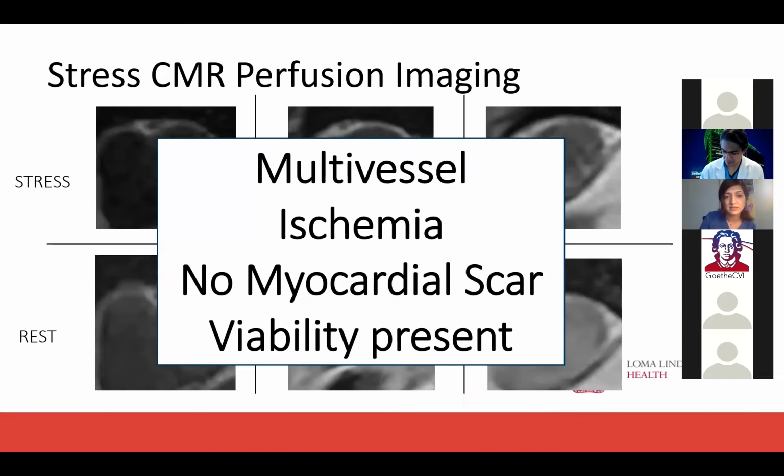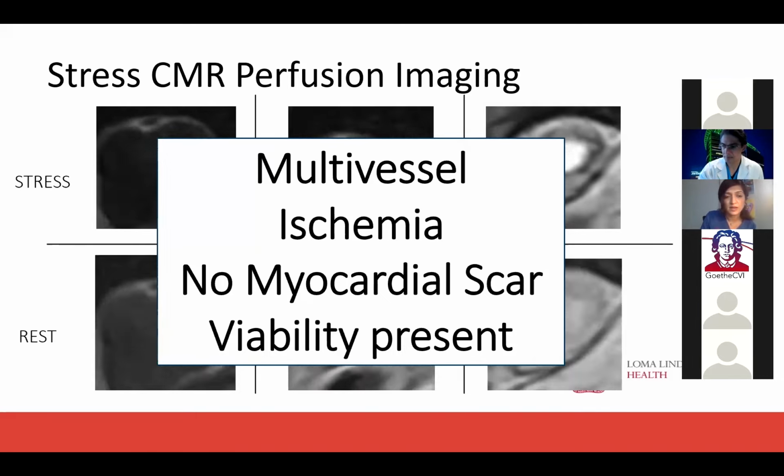Next slide, please. So this is the example of multivessel ischemia, no myocardial scar, and the viability was present. So 3 goals achieved at once. Next slide, please.